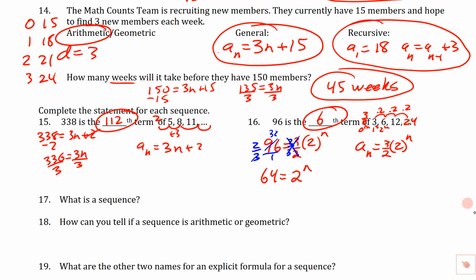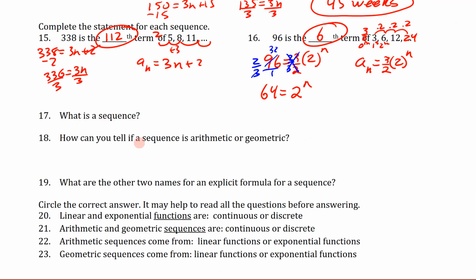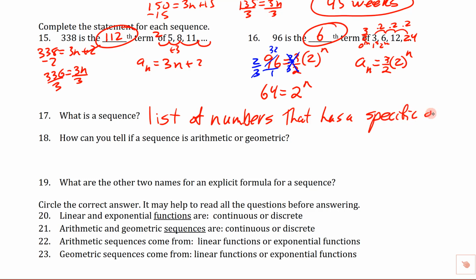All right, let's talk about these last couple here. Number 17 says, what is a sequence? Well, a sequence is just a list of numbers, basically. But we're going to add something to that. We're going to say that it comes in a specific order. So it's a list of numbers that has a specific order. Okay, so you've got the first one, the second one, the third one, and so forth. You can't really mix them up like that.